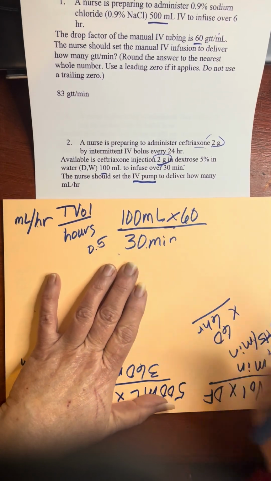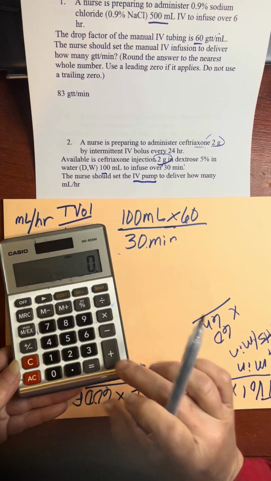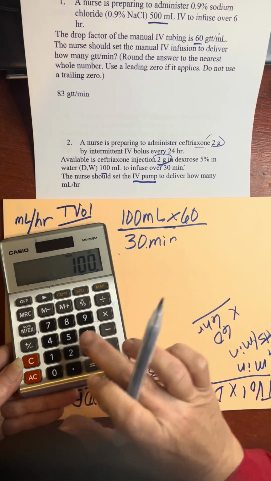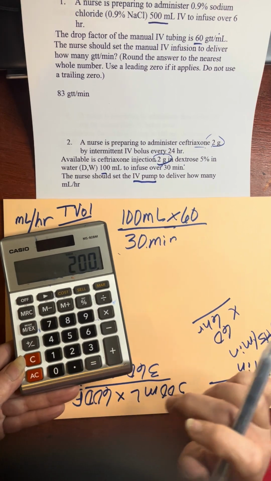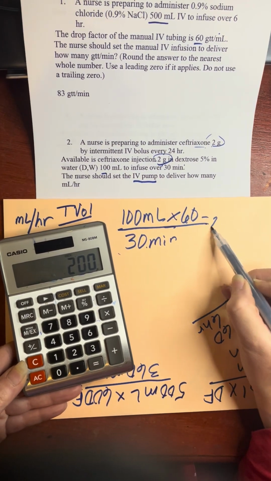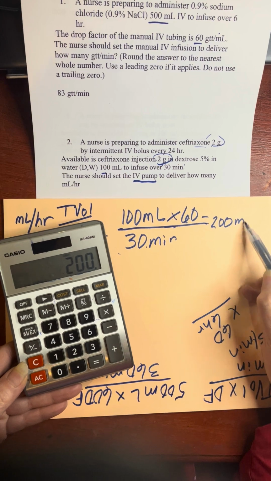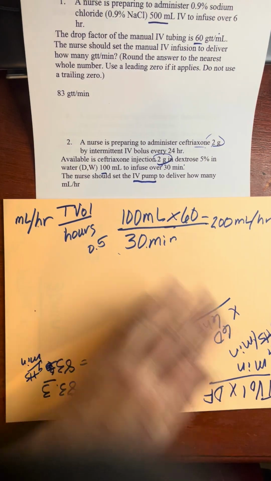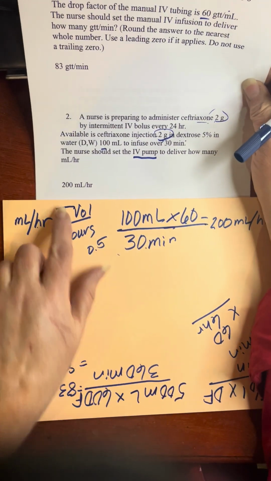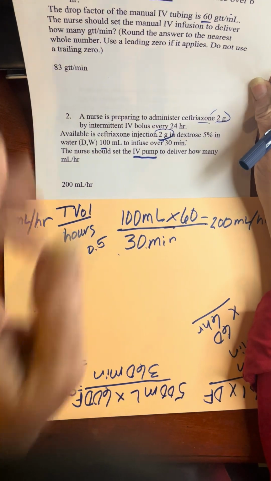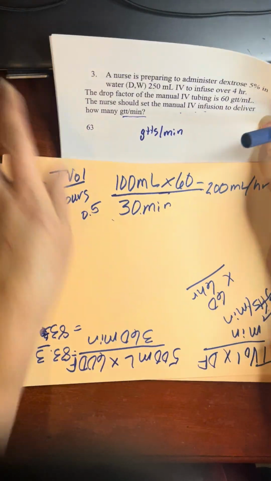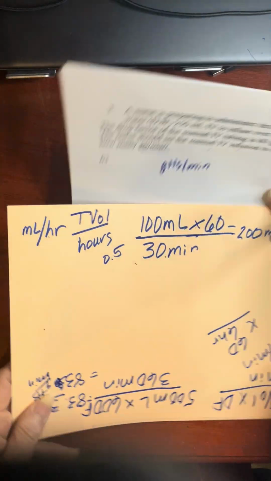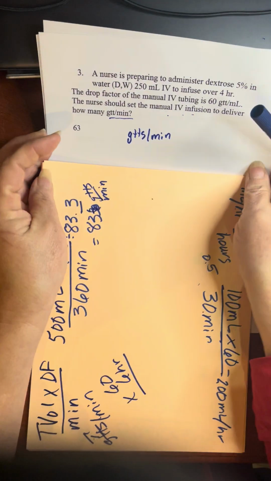That times that divided by that. Here we go. You ready? Are you nervous? Times 60 equals, divided by 30 equals, it will be 200 milliliters per hour. Look, sure enough is 200 milliliters per hour. Boom. We saved another one. Okay. And I tutored this sweet student that gave me these earlier.